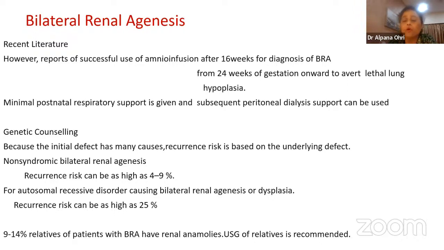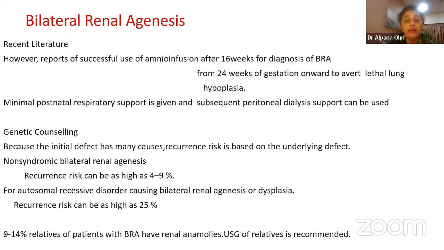But this practice is not followed very often because it leads to chorioamnionitis and can induce preterm labor. And people have also used amnio infusion from 24 weeks of gestation onwards to avert lethal lung hypoplasia in certain individuals. There have been a few case reports of almost 8 to 9 children who have survived with this kind of exercise. And remarkably, they came off the ventilator, showed some pulmonary recovery, and obviously were on peritoneal dialysis right from the beginning. But it was a very turbulent kind of story, and people are not really venturing into this much.